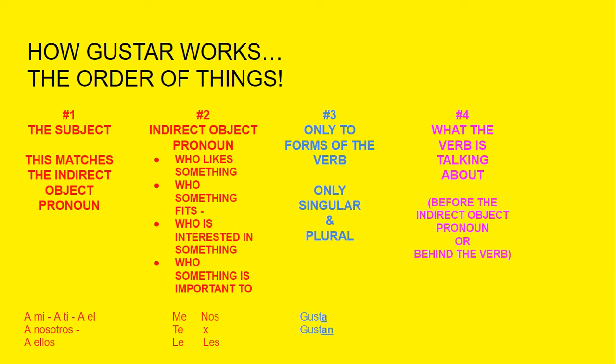The thing being liked can be placed before the verb or after. For example, I could say, a mí me gusta el libro. Or I could say, el libro me gusta a mí. I could say, a ti te gustan las blusas. Or I could say, las blusas te gustan. So this purple one can either go in front of the me, te, le ones or it can go after the verb.